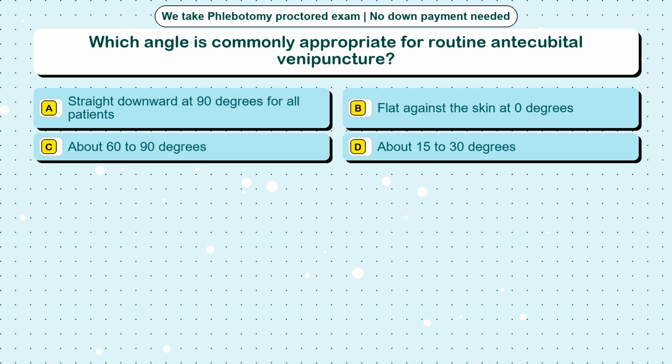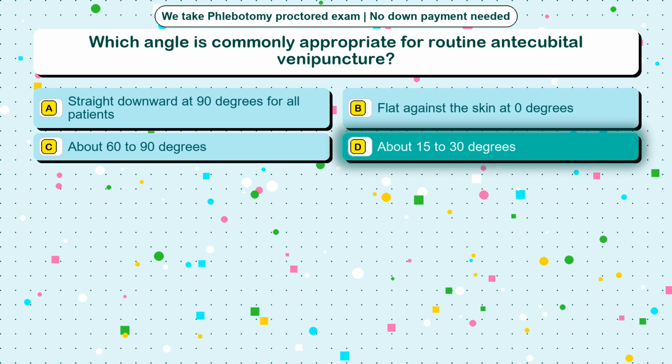Question 42. Which angle is commonly appropriate for routine antecubital venipuncture? Option A. Straight downward at 90 degrees for all patients. Option B. Flat against the skin at 0 degrees. Option C. About 60 to 90 degrees. Option D. About 15 to 30 degrees.